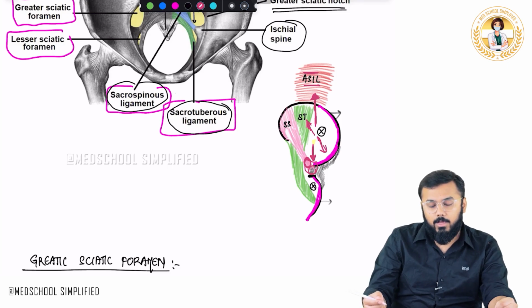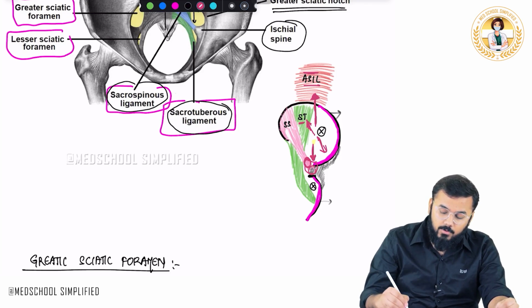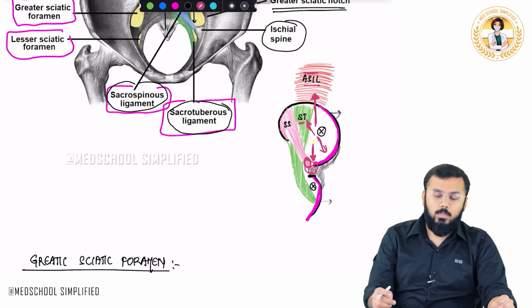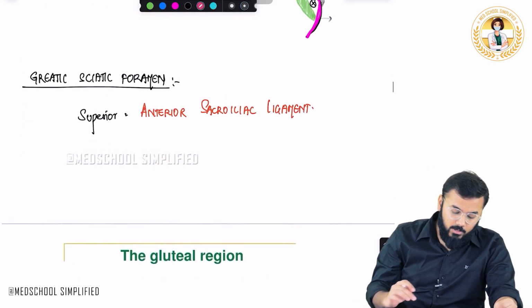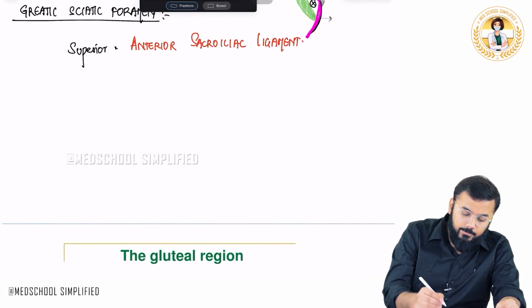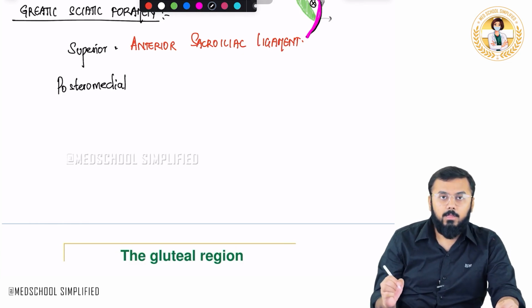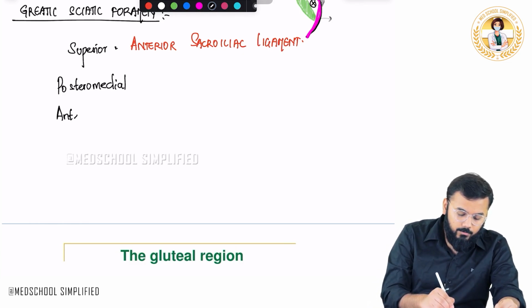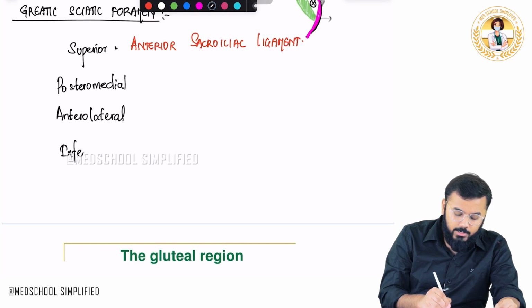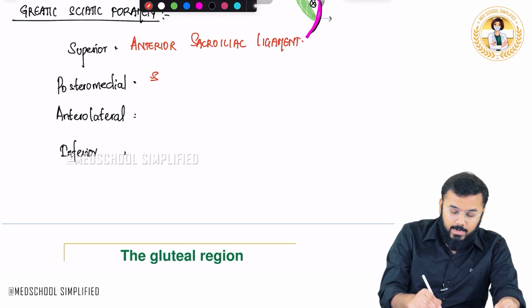So posteromedially, what do you have? You have the sacrotuberous ligament, right? Now next, anterolaterally, what do you have? You have this pink line that is called the greater sciatic notch. So let us write down these things over here. Superior, inferior, and after that, superiorly. After superiorly, we will write about the posteromedial border. After that, we will write about the anterolateral border, and next we will write about the inferior border. So posteromedially, we have the sacrotuberous ligament.